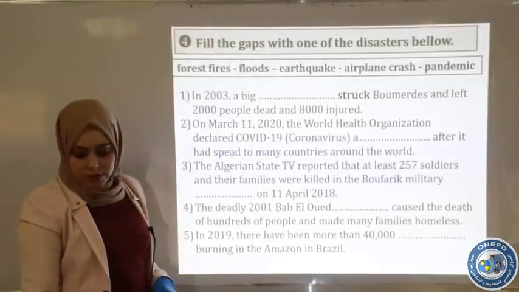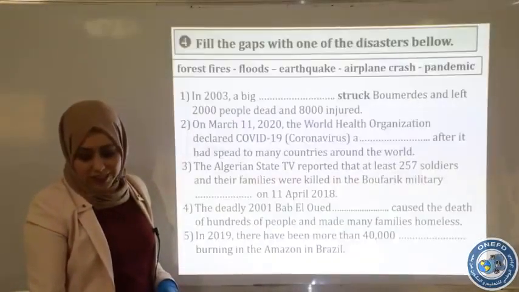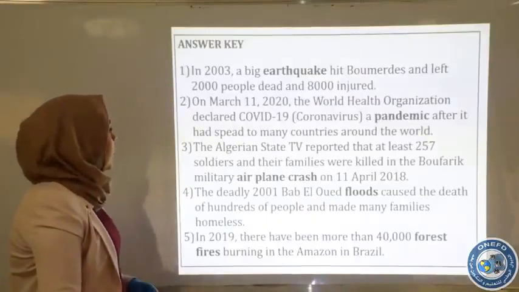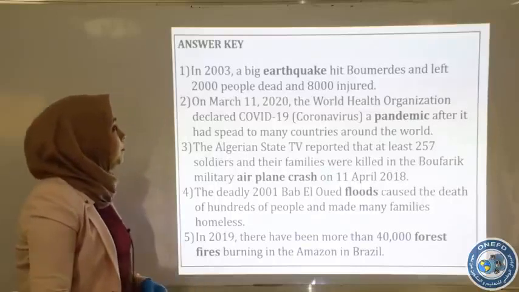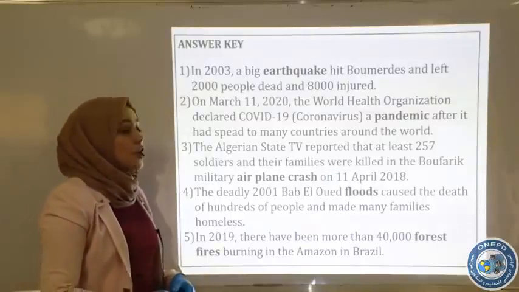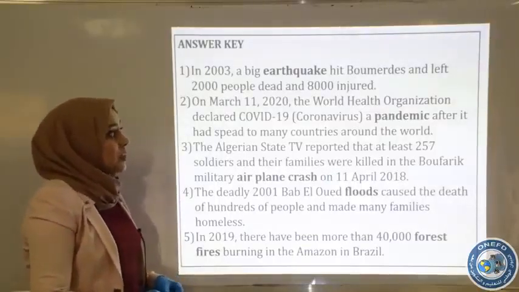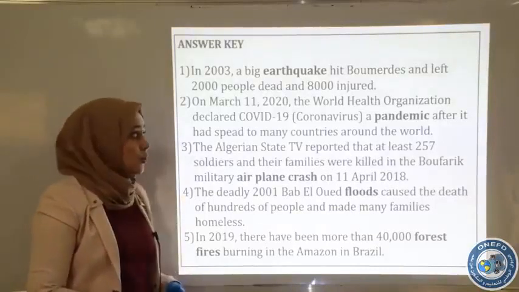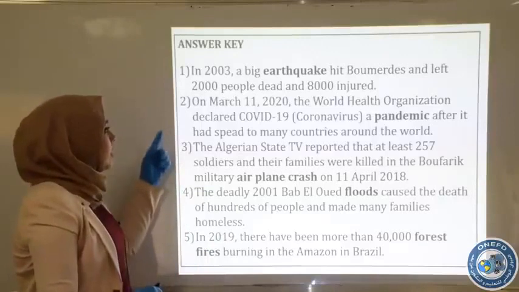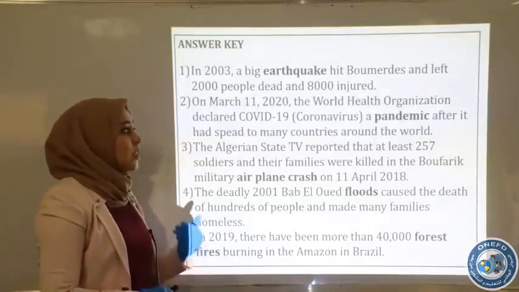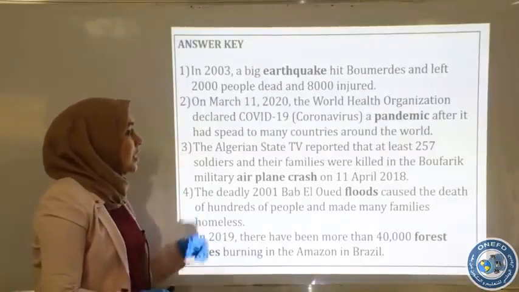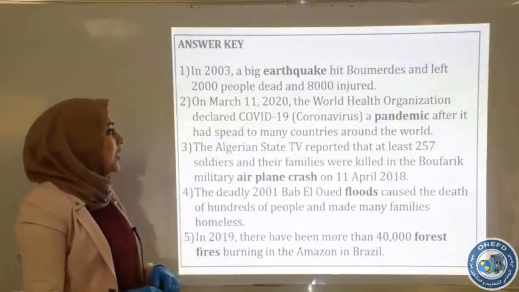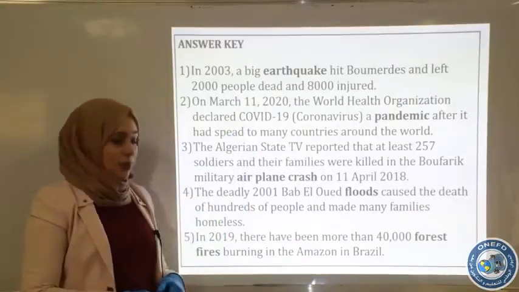Okay, so these are the answers to the task. The answer key. So the first one, in 2003, a big earthquake hit Boumerdès and left 2,000 people dead and 8,000 injured. Number 2, on March 11, 2020, the World Health Organization declared COVID-19 a pandemic after it had spread to many countries around the world.